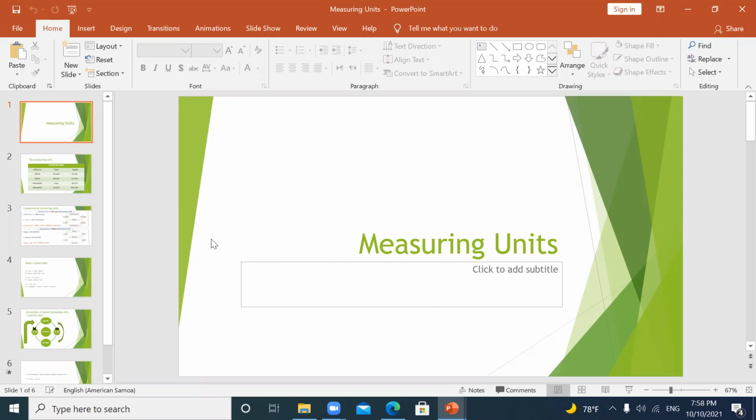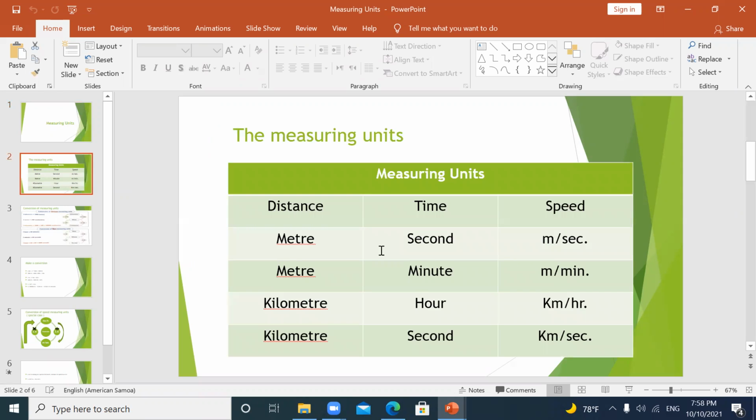Hi everyone. Today we will discuss the measuring units and how to convert from one unit to another. As you know, we have different units for distance like meters, kilometers, and centimeters, and for time, seconds, minutes, and hours. Speed units, as you know, are meter per second, meter per minute, kilometer per hour, kilometer per second, and even kilometer per minute. How to convert between such units?